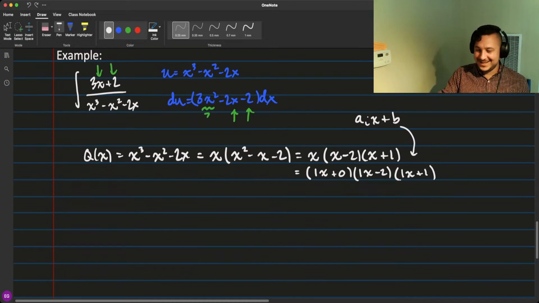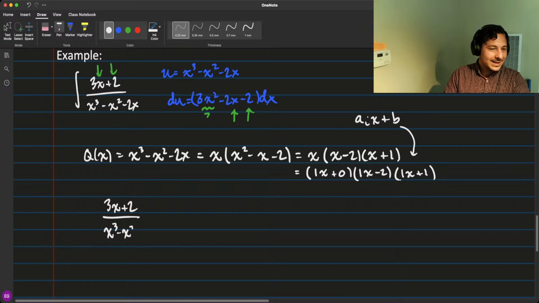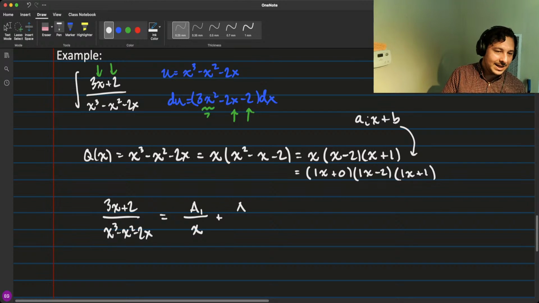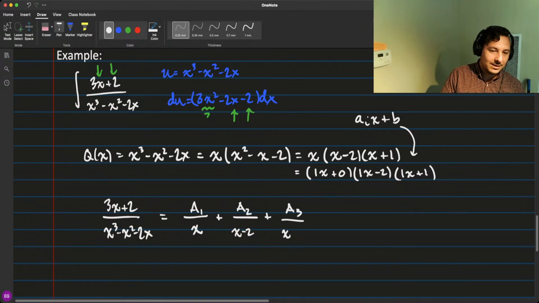Okay. So, the factorization theorem now tells you that (3x plus 2) over (x cubed minus x squared minus 2x) can be partial fraction decomposed into a1 over, my first term will be x, plus a2 over x minus 2 plus a3 over x plus 1.